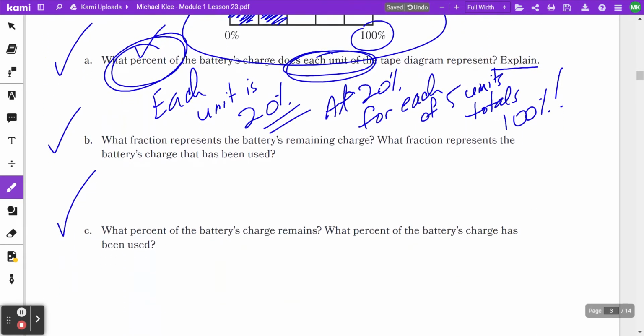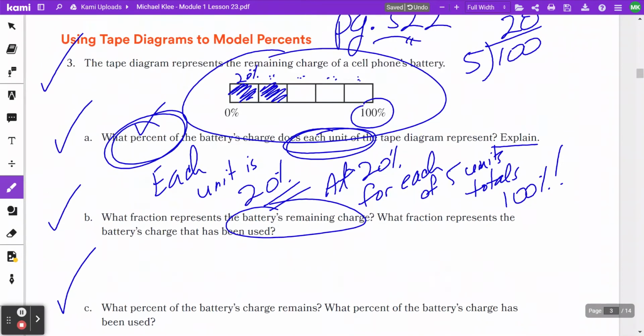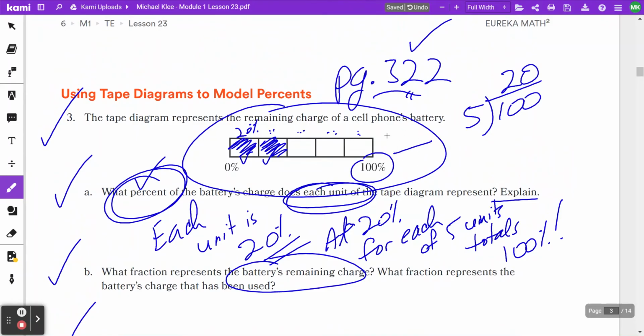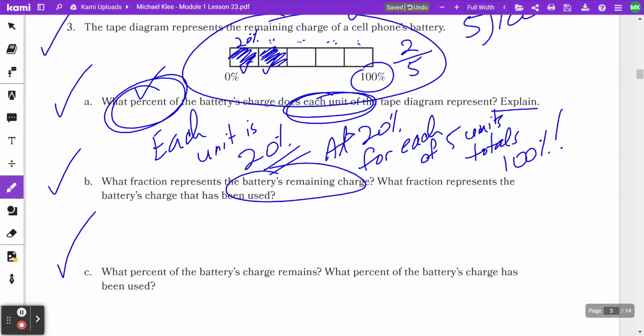All right, so what fraction represents the battery's remaining charge? Let's see. So these two boxes represent the remaining charge, I believe. Okay, so what fraction is that? Well, there's a total of 5 boxes, right? So 5 boxes, and 2 of them are remaining. Okay, so that's 2 out of 5.